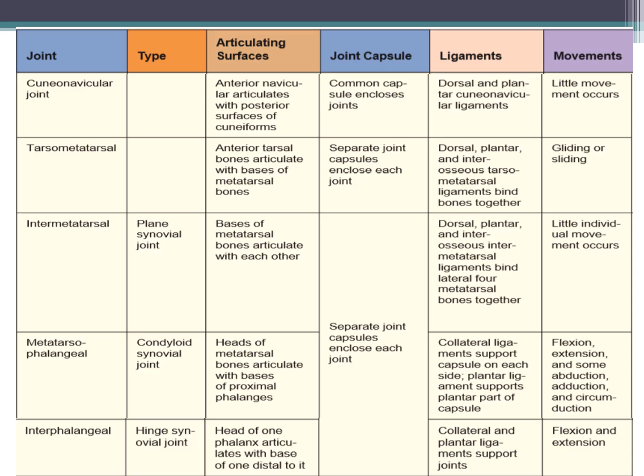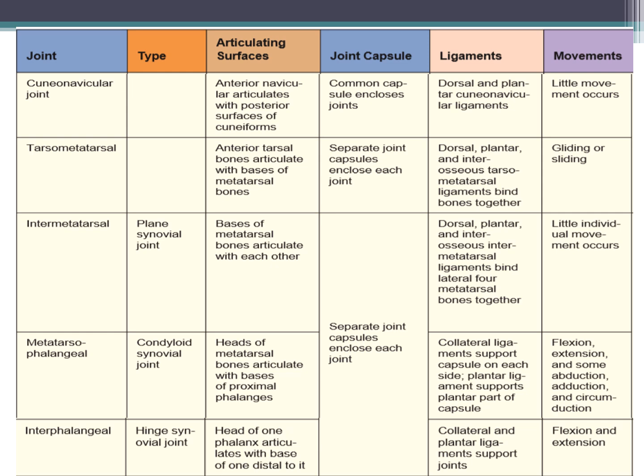Now coming to the other joints, minor joints, in which the ligaments play an important role and only limited movement is possible. We have the cuneonavicular joint, that is the joint between the navicular bone and the posterior surface of the cuneiform bone, and a common capsule encloses the joint. The ligaments which give strength to this joint are the dorsal and plantar cuneonavicular ligaments. Little movement occurs at this joint.